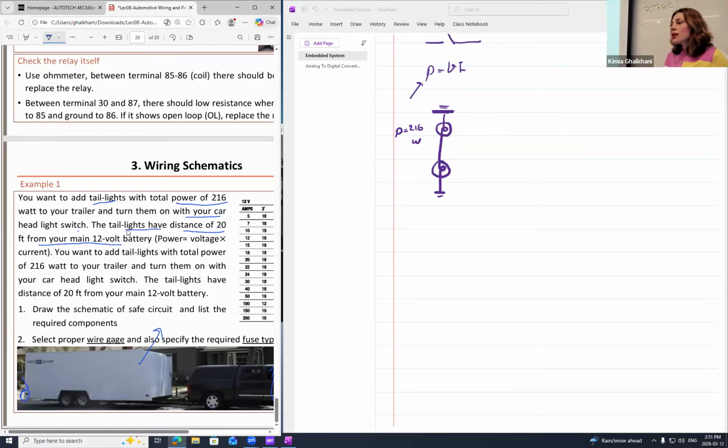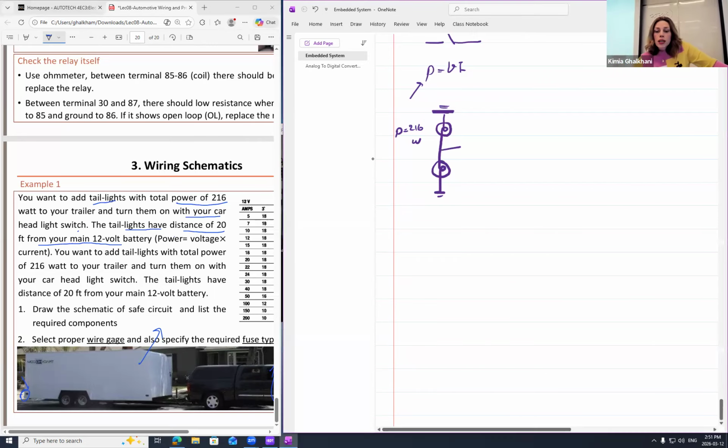100% correct, because it will directly impact the amount of the power we are receiving from the source and we are passing to the load, whatever the load is. In this example, load is the light, right? So now I'm going to consider including a relay.